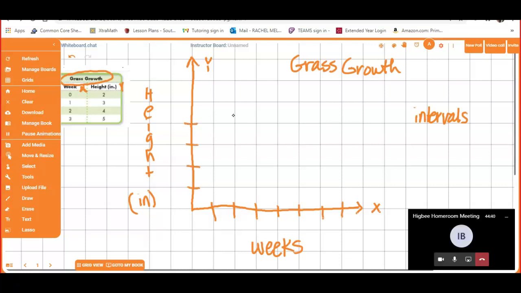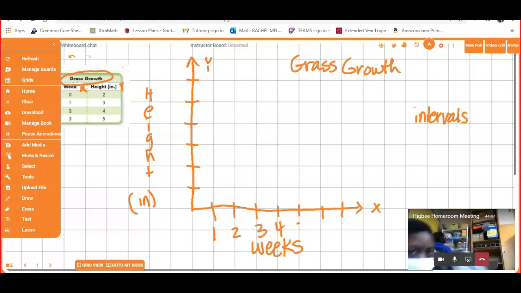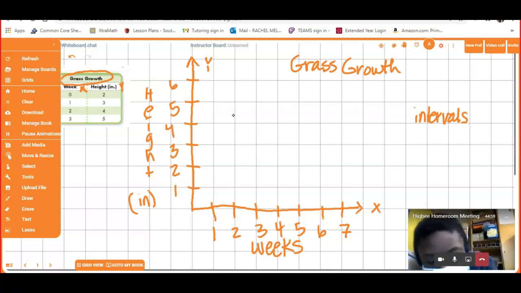Ones. Yeah, I'd probably just go by ones. Which means that this would be 1, 2, 3, 4, 5, 6, and 7. And then the same thing over here. Sometimes my intervals on the X and Y axis might be different depending on my numbers, but these are really small numbers over here. So the last step is to graph them.